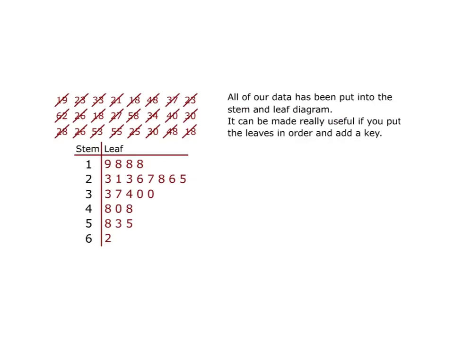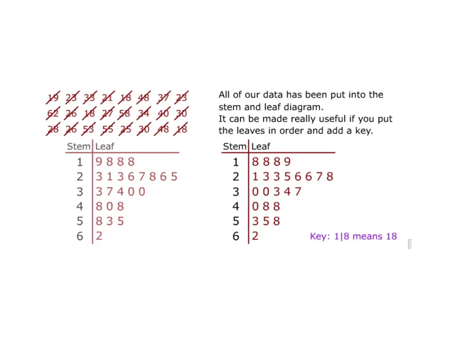So hopefully your stem and leaf diagram looks something like this. All of our data has been put into the stem and leaf diagram. It can be made even more useful if you now put the leaves in order and add a key. Have a go at doing that and then press play to see if you got it correct. This is what your new stem and leaf chart should look like, including your key.